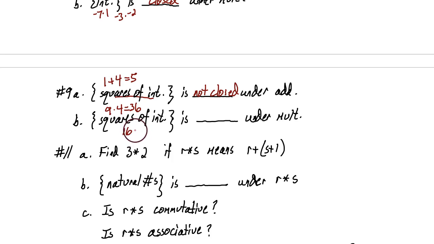16 is the square of an integer. 100 is the square of an integer. When you multiply, you get 1,600, which is also a perfect square. 40 times 40 is 1,600. So this answer is closed.